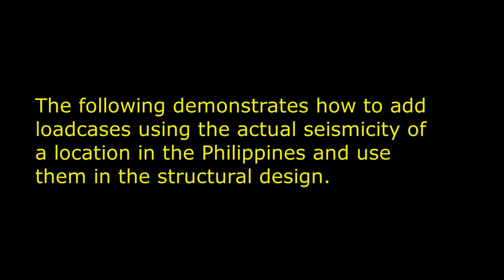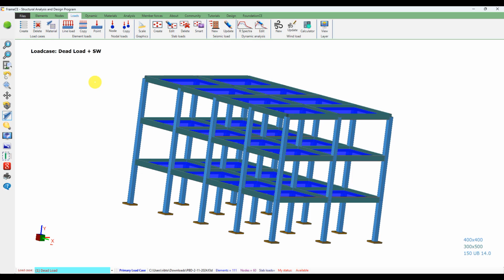The following demonstrates how to add load cases using the actual seismicity of a location in the Philippines and use them in the structural design. In the Loads menu of Frame CE, there are two ways to generate lateral seismic loads. The lateral seismic loads generated using the button group called Seismic Load is for the code-nominated equivalent seismic loads.